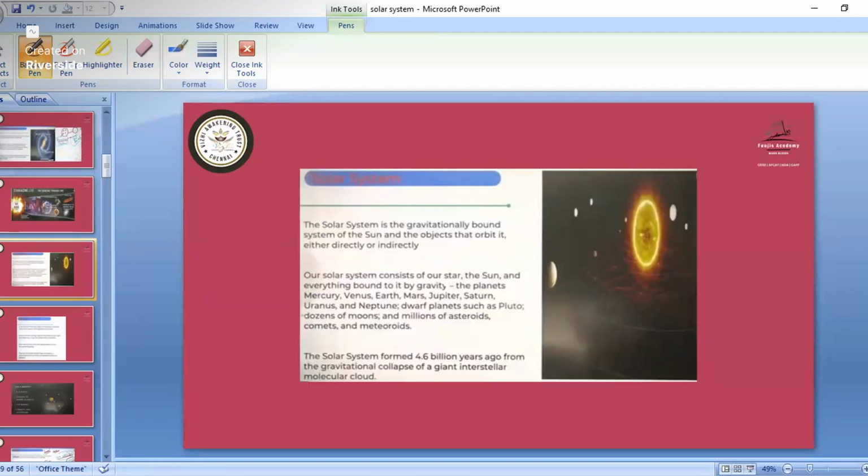See, our solar system consists of our star, the sun, and everything bound to it by gravity. So everything is bound by gravity. The planets are Mercury, Venus, Earth, Mars, Jupiter, Saturn, Uranus, and Neptune. And there are many dwarf planets also, and one is Pluto. Before 2010, we were studying that Pluto is a planet, but after that, it was decided that we can call Pluto a dwarf planet. Why? Because it was crossing Earth's orbit and it was revolving around the sun. So they declared it a dwarf planet.